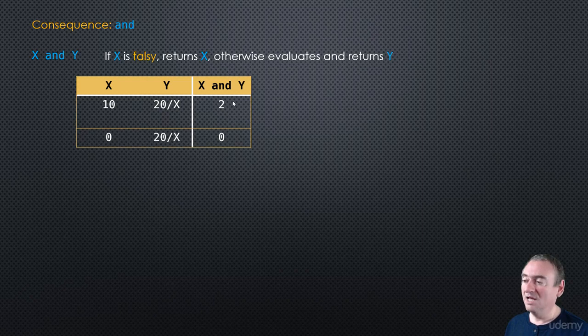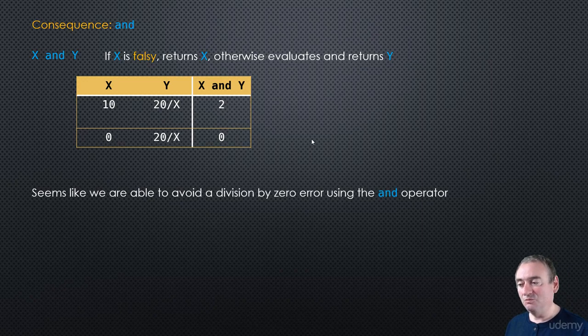the x and y. On the other hand, let's say that x was 0, and y is also 20 over x. Then it's going to return 0 because x is falsy. It's going to return that. It will not even try to evaluate 20 divided by x. So it looks like we were able to avoid this division by 0 error by using the AND operator. And this is a pretty standard way as well.